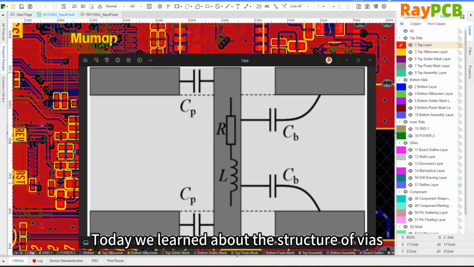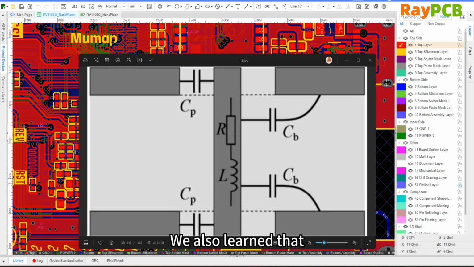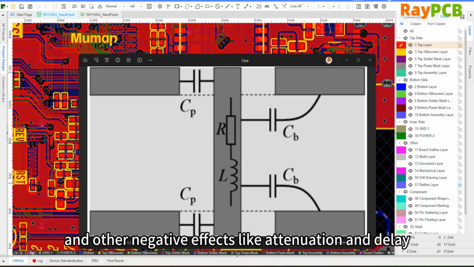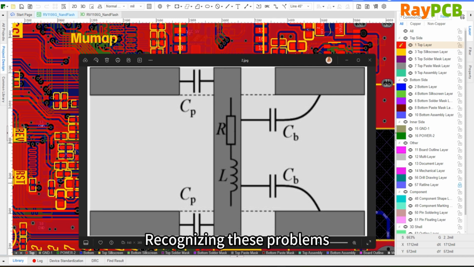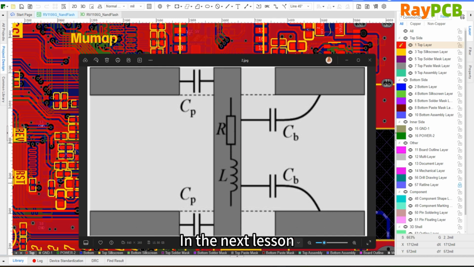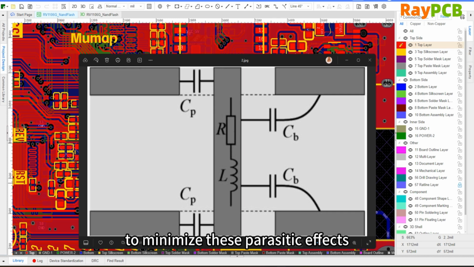Today, we learned about the structure of vias and how they introduce parasitic inductance and parasitic capacitance. We also learned that these parasitic parameters can have negative effects on high-speed signal transmission, such as causing reflection, signal degradation, and loss. Recognizing these issues is the first step in optimizing via performance during testing. In the next lesson, we will delve deeper into specific strategies and optimizations in PCB design to minimize these parasitic effects as much as possible.